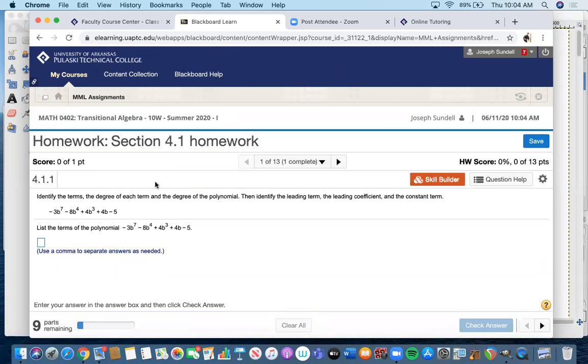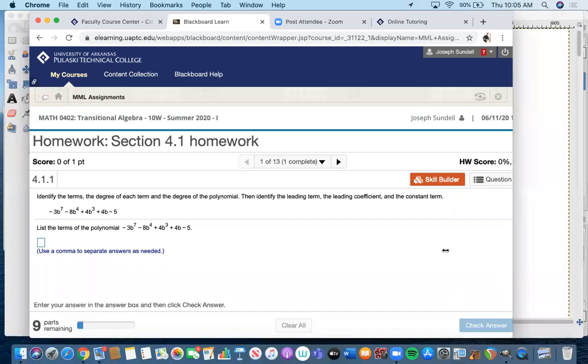Here, let's look at it in the context of the homework. What we're looking at here are polynomials. The word polynomial just means one of these mathematical expressions that has a bunch of terms, and each term can have both numbers and letters, and letters raised to powers. So that's what a polynomial looks like.